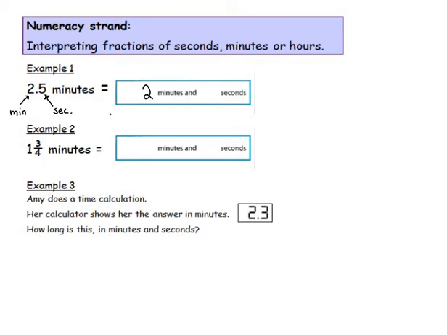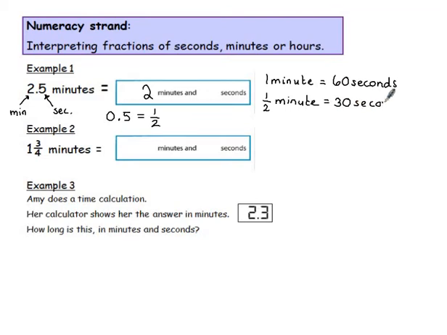So if we take this 0.5, we know that is the same as a half. So 1 minute is 60 seconds. So half a minute has to be half of 60. So half of 60 is 30 seconds. So 0.5 in time represents 30 seconds. So your final answer, 2.5 minutes, is 2 minutes and 30 seconds.